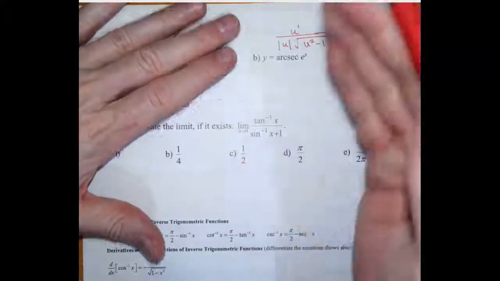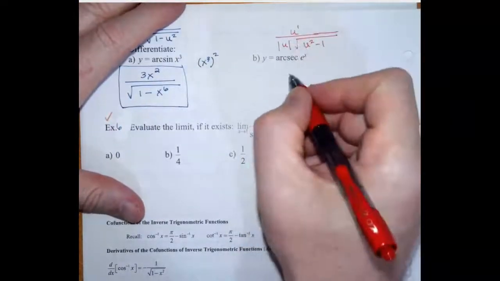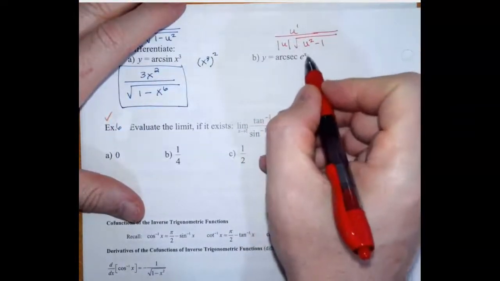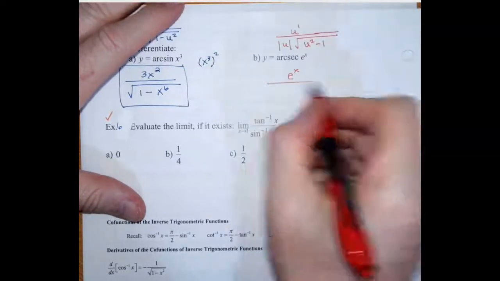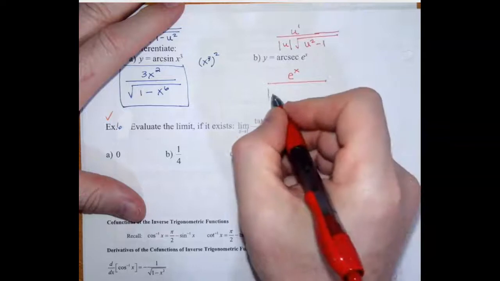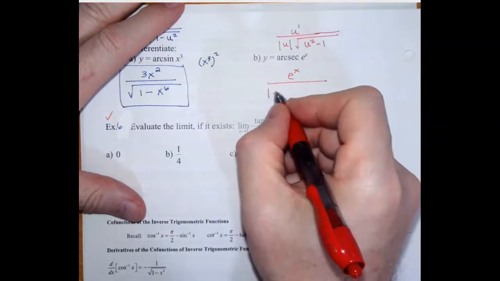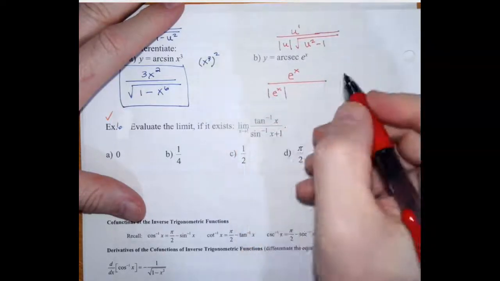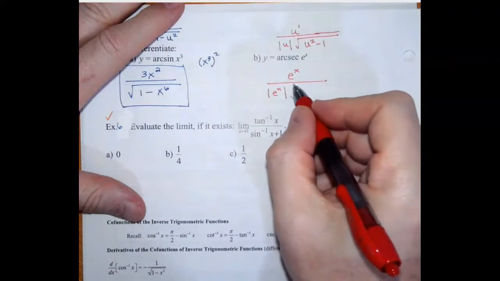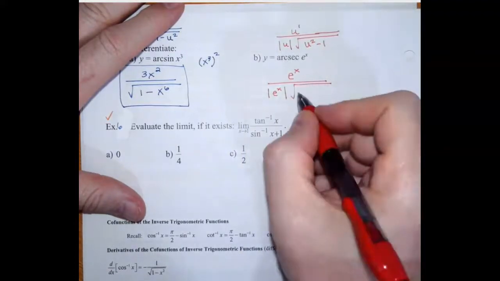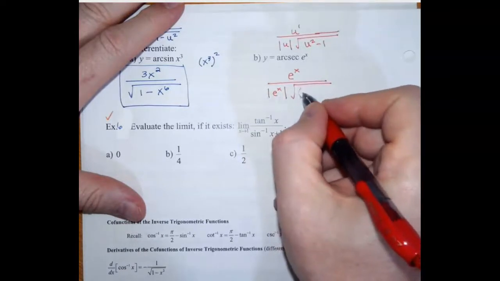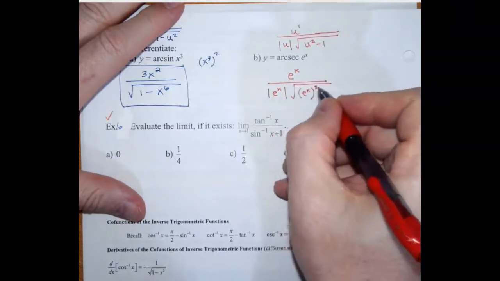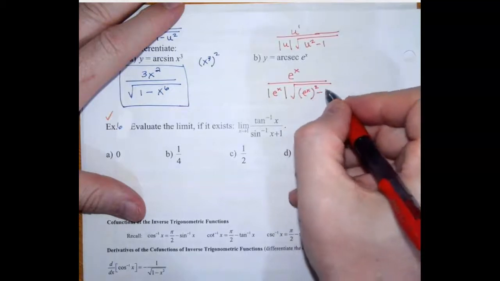So you get out a blank sheet of paper, write that down a bunch of times until you have it memorized. So now the derivative of u, that's just going to be derivative of e to the x, just e to the x. Okay. Then down here we have the absolute value of u, which is e to the x. And then here we have u squared, so that's squared, so that's going to be, I guess I'll write it out this way. So e to the x squared, and then minus 1.